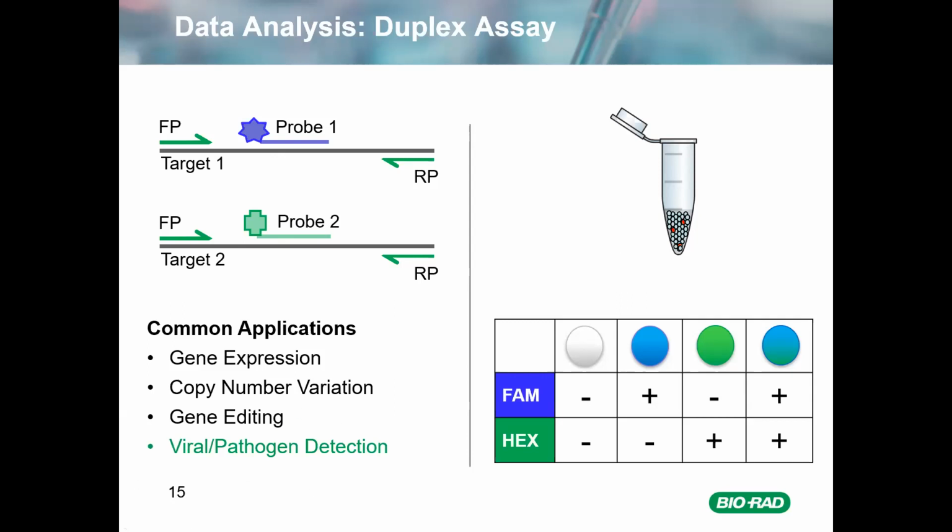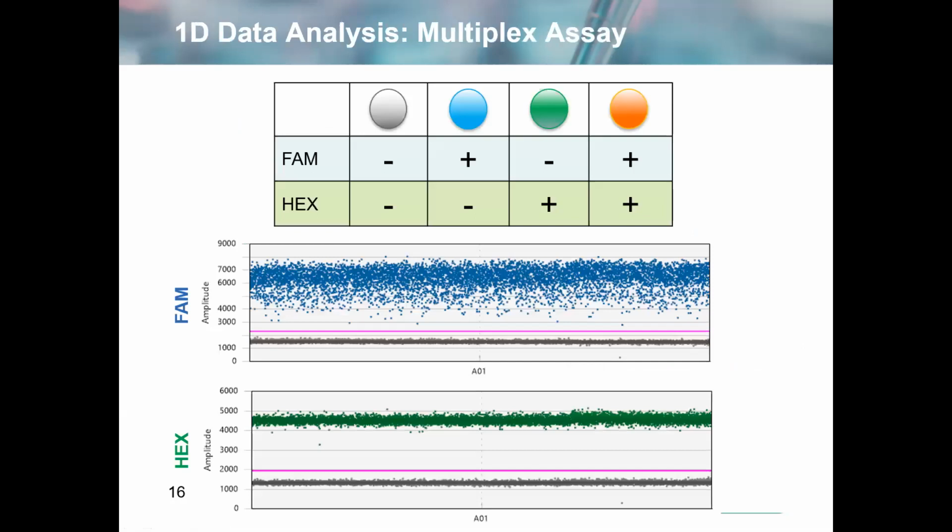Now, in this case, we are expecting to get 4 populations of droplets. Because these are 2 independent targets, target 1 and target 2, with independent primer and probe sets, we can analyze these by looking at individual 1D plots. So we can look at our 1D plot for FAM and our 1D plot for HEX, draw our threshold line, and calculate our absolute concentration.